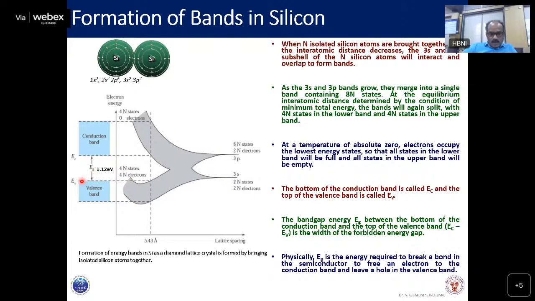If an electron has an energy exactly equal to EV, and you want to give it a certain amount of energy, it will not accept it because this energy is not allowed. This is the forbidden gap. It can accept only energy of at least Eg, which is 1.12 electron volt. If you give this much energy, then this electron can take that energy and move into the conduction band.